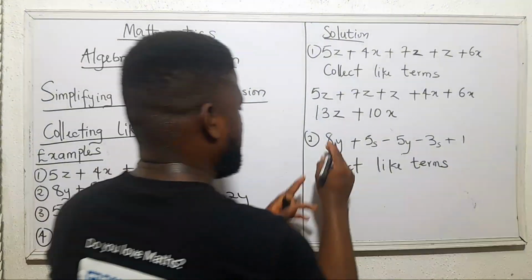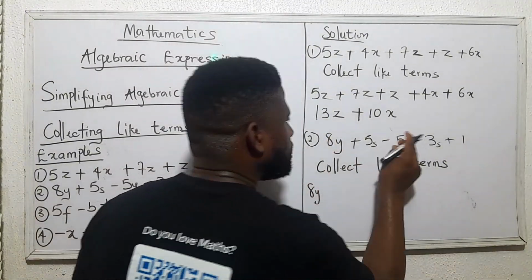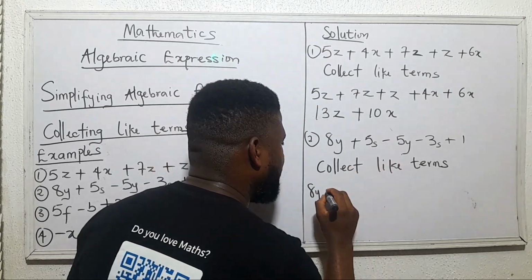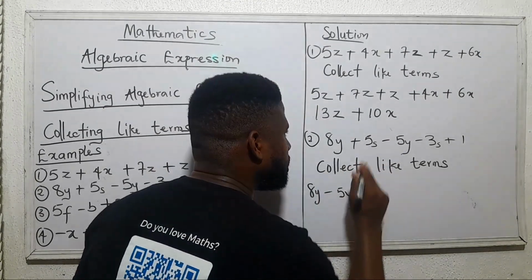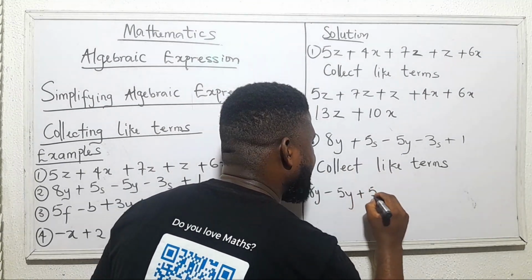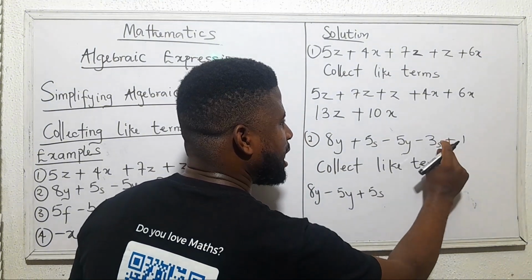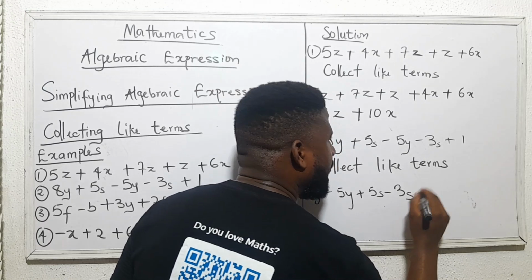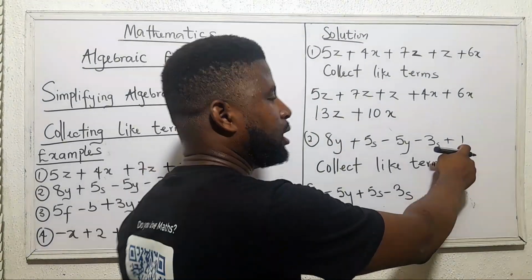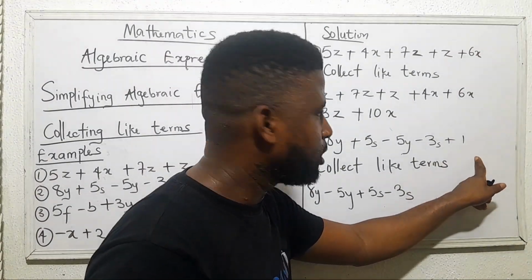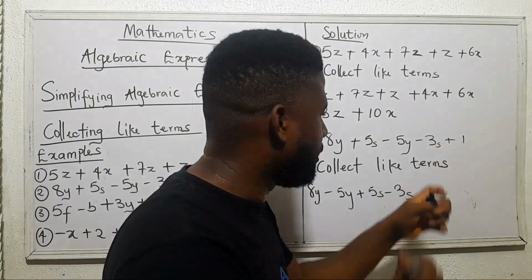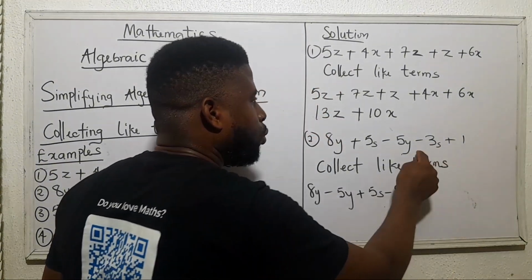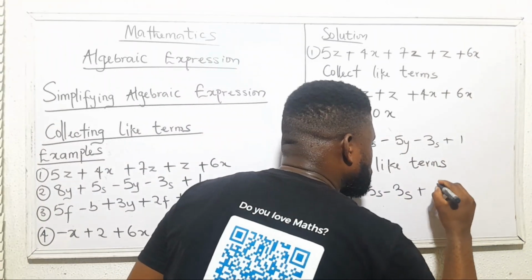So we have 8y. The next one is 5y, but the sign in front of it is minus, so we have minus 5y. Then we have plus 5s. The next s is minus, so we have minus 3s. You leave it with the sign. And then we have plus 1. This 1 is a constant, so it is not the same. It is not like with s. It's also not like with y. So we have plus 1.